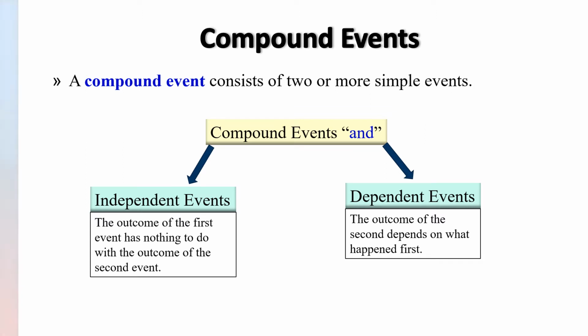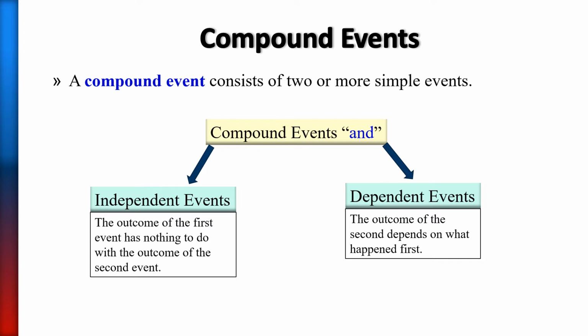Compound events. Probability problems containing the word "and" usually involve compound events. A compound event consists of two or more simple events. Now, these events can be either independent events or dependent events. For independent events, the outcome of the first event has nothing to do with the outcome of the second event. In other words, the outcome of the first does not affect the outcome of the second.